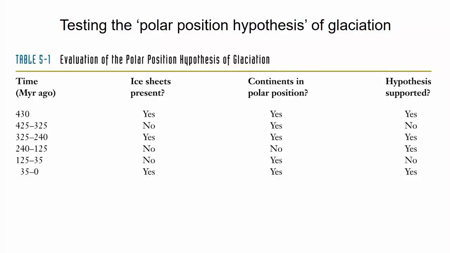So we could test our hypothesis that the polar position of continents matters. We could look at different periods in Earth's time: is there an ice sheet? Do we have continents on the poles? Is our hypothesis supported? Sometimes it is, sometimes it isn't. So the mechanism here is this albedo feedback. A forcing is a change which is completely independent of climate, which is moving the continents around. But the thing that's actually causing the bigger change is the feedback by changing our albedo.